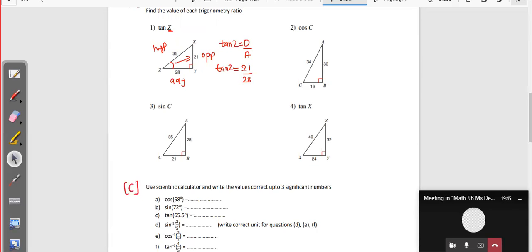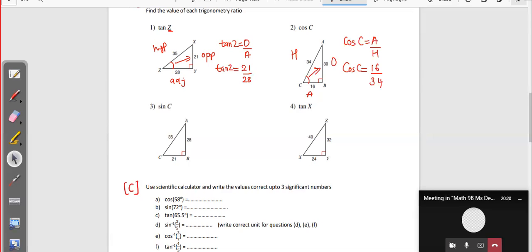Similarly, cos C, again they said C, so angle C is here. The opposite side for angle C is this one, adjacent side is this. So in short, I am writing just capital letter A and hypotenuse as H. So the formula of cos C is adjacent upon hypotenuse. Adjacent value is given in the diagram 16 and hypotenuse is 34. So cos C answer is 16 divided by 34. If you have got this correct answer, then you get the full score for this.